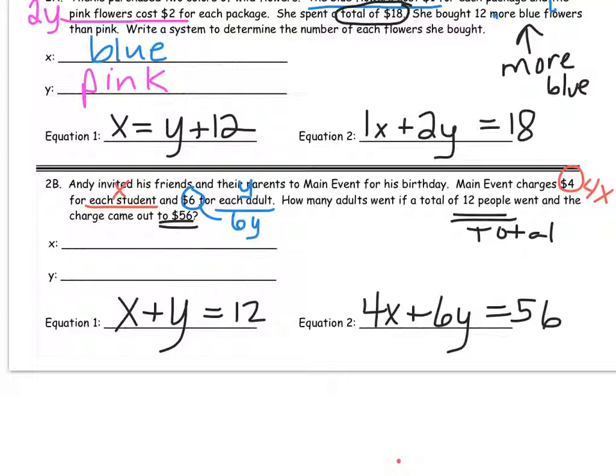The only thing I didn't do, and I'll do it right now, is my X's were students and my Y's were adults. It's good to go ahead and write that out on the blanks so that later if it says, how many students came, and I make a solution, I know that students is talking about the X value.